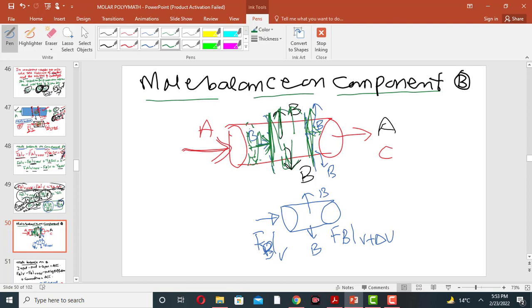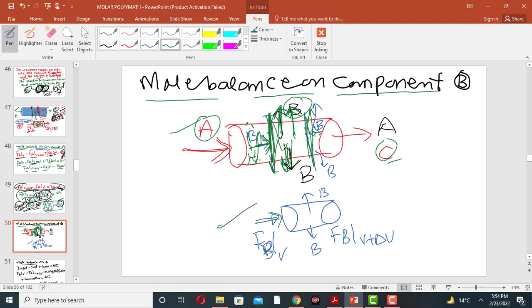The membrane is a semi-permeable membrane, so it only allows certain components to pass through it, but it does not allow other components like A and C, because the molecular sizes of A and C are very large compared to the molecular size of B. So B is diffusing out through the membrane. So here is the mole balance on component B entering.